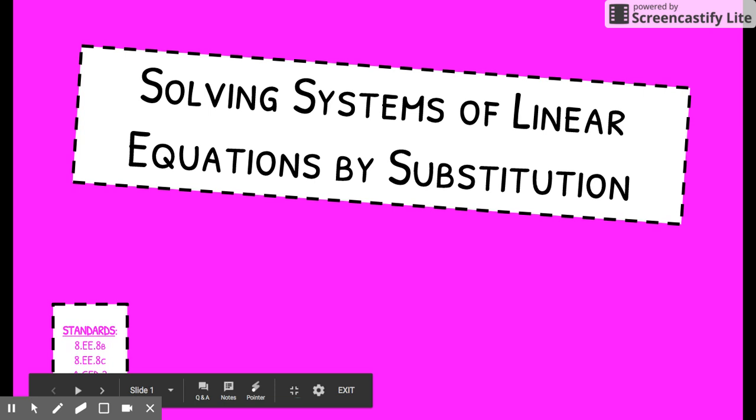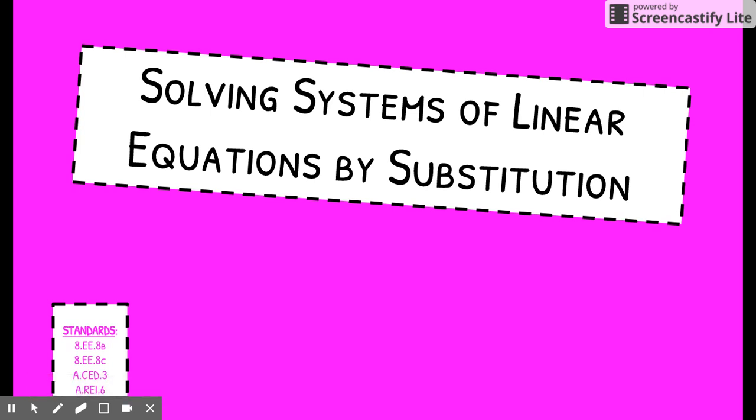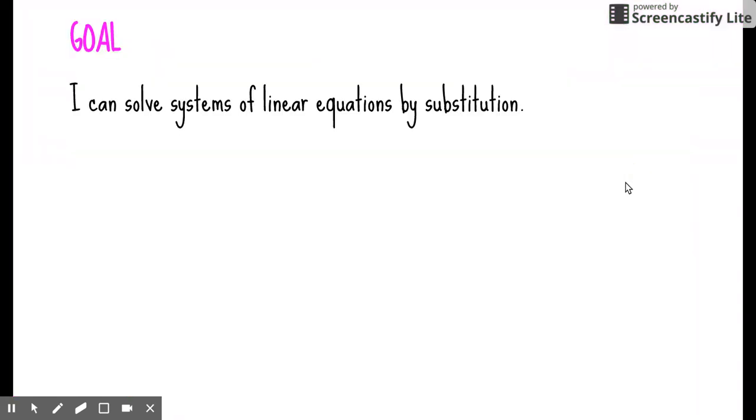Okay, today we are going to be discussing another method of solving systems of linear equations by substitution. So write down your goal for today in your interactive notebook. By the end of class today, you should be able to solve systems of linear equations by substitution.